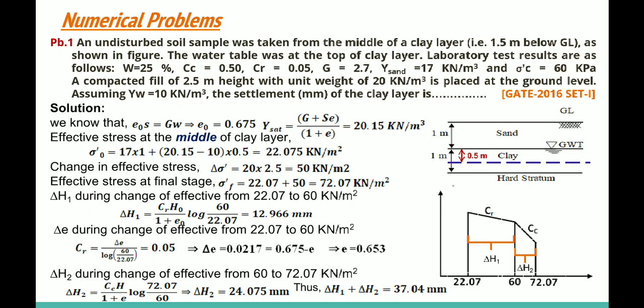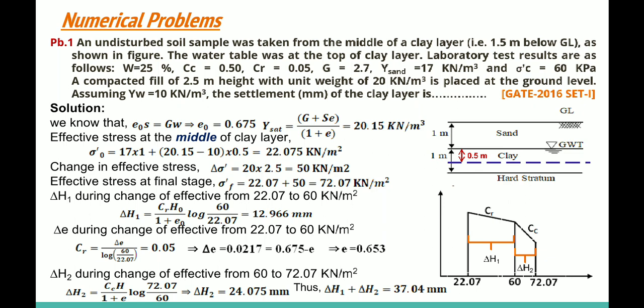The e naught we calculated is the initial void ratio for the first stage, but it is not the initial void ratio for the second stage, where the effective stress changes from 60 to 72.07. So you have to be very careful about what we have to use and why we are doing this. The pre-consolidation pressure of the clay was given as 60 kilopascal. You have to keep in mind that value, and where the recompression zone or the normal consolidation zone is. Keep those two things in mind, and then you can solve the rest of the question.